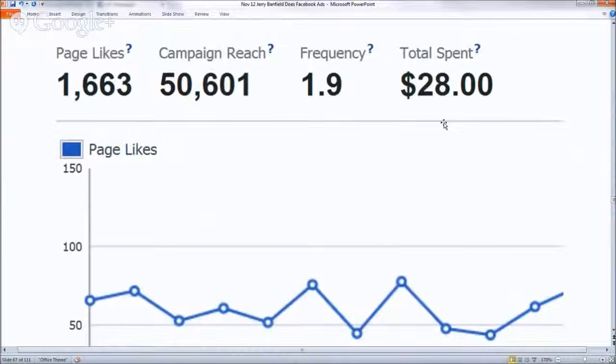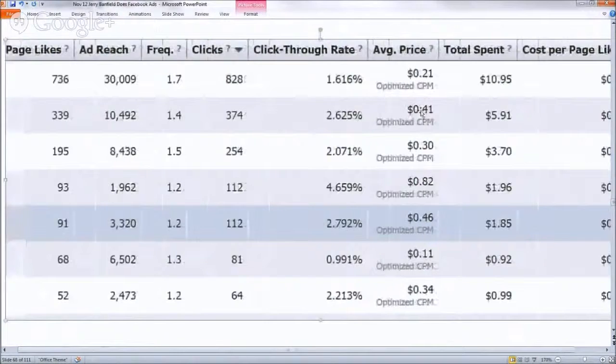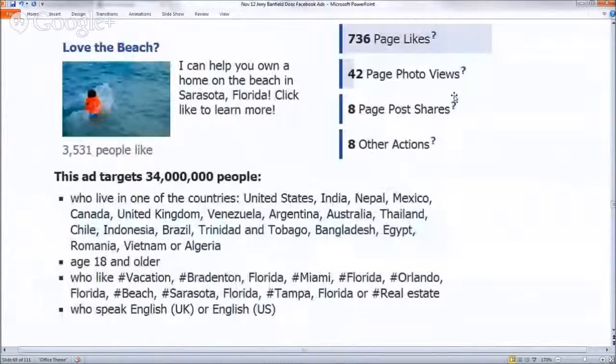Now here's another one. $28 spent, 1,600 page likes. If you look into the details, the ad costs are a little bit higher, but the cost per page like is 1 and 2 cents each. And it turns out this is actually for a real estate page.